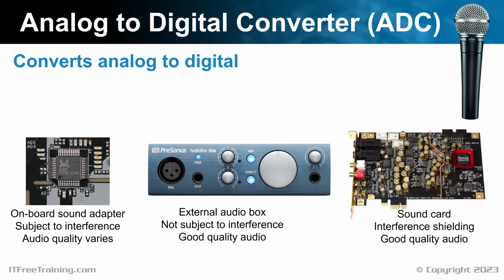An internal sound card will generally have interference shielding. Interference shielding will help block interference, giving better sound recording. However, it can only do so much. There is a difference of opinion on whether an external audio box or sound card is better, but both will give you good quality audio.